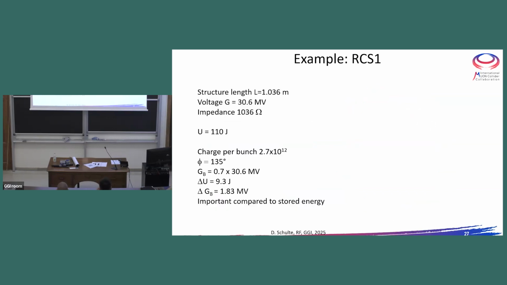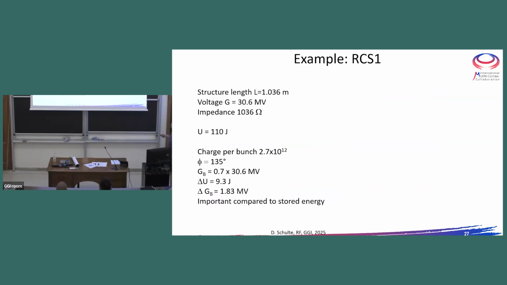Now let's see. We have the ILC cavities. So we have a length of the structure of about 104 centimeters, and a voltage in this design of 30.6 megavolt. That's the integrated voltage, so not per meter. The impedance was 1036 ohm. So we can calculate with that, just using the formula that I showed before, the stored energy in the cavity. It's 110 joule.